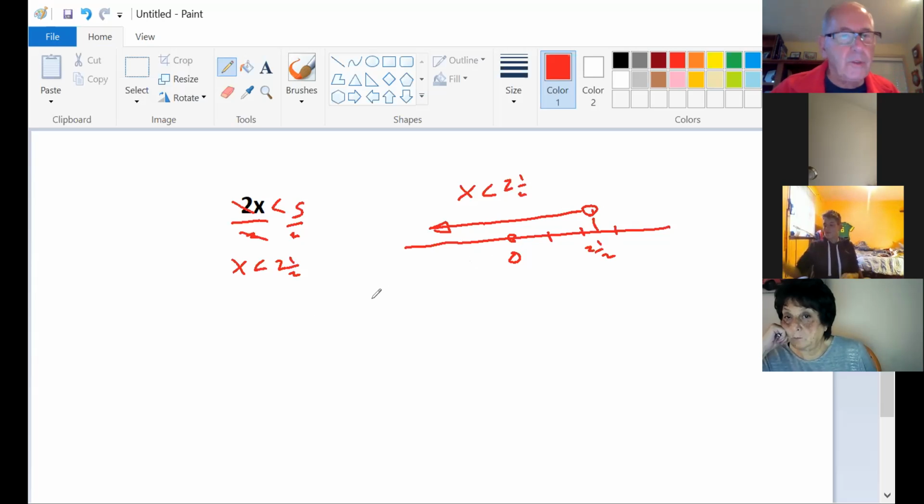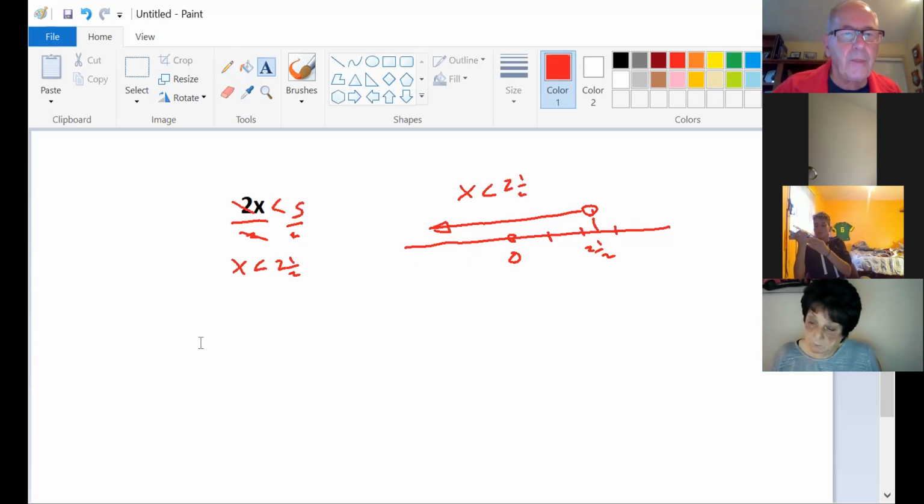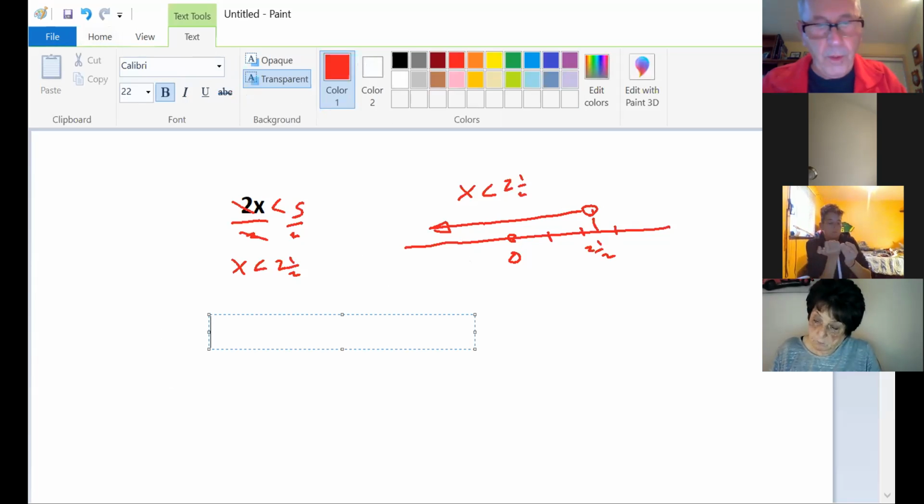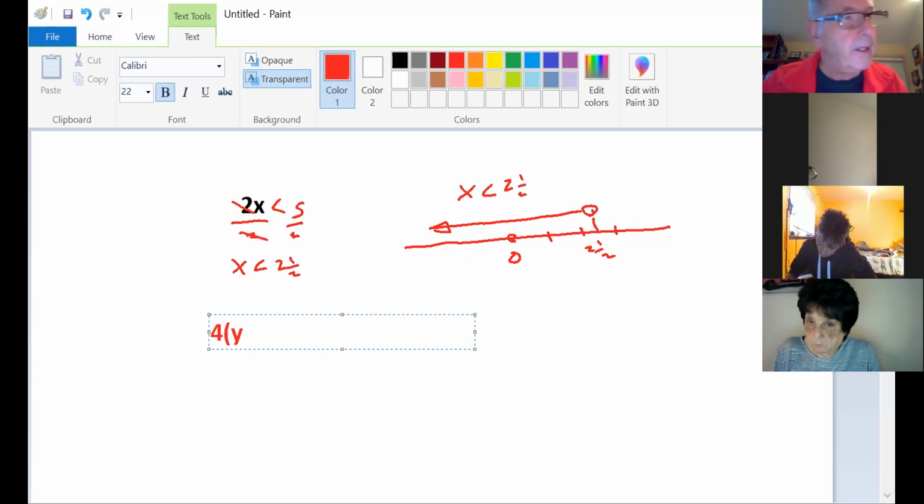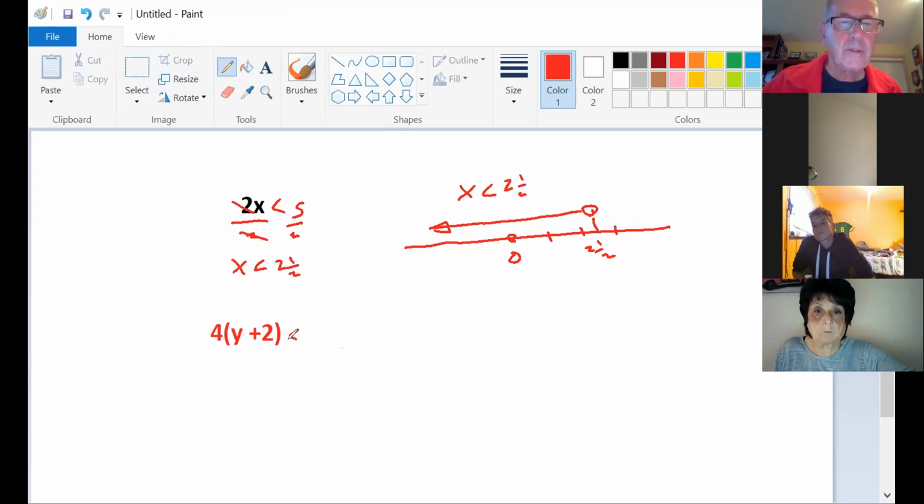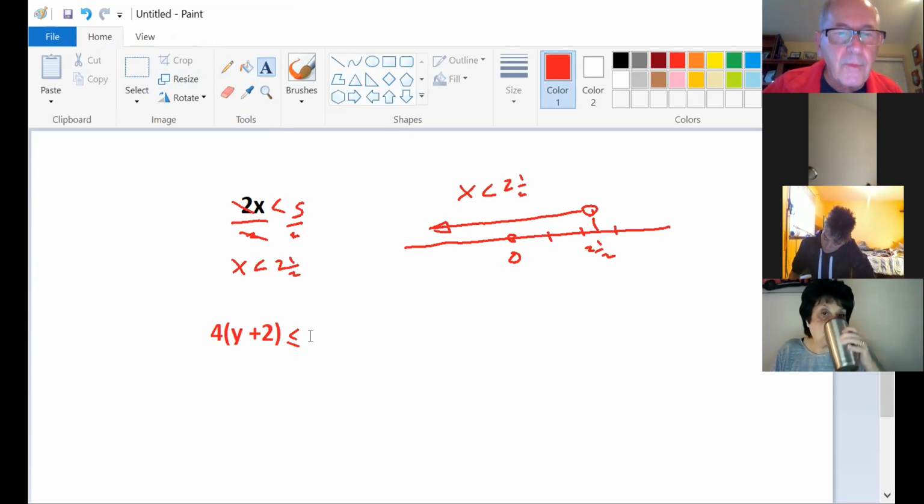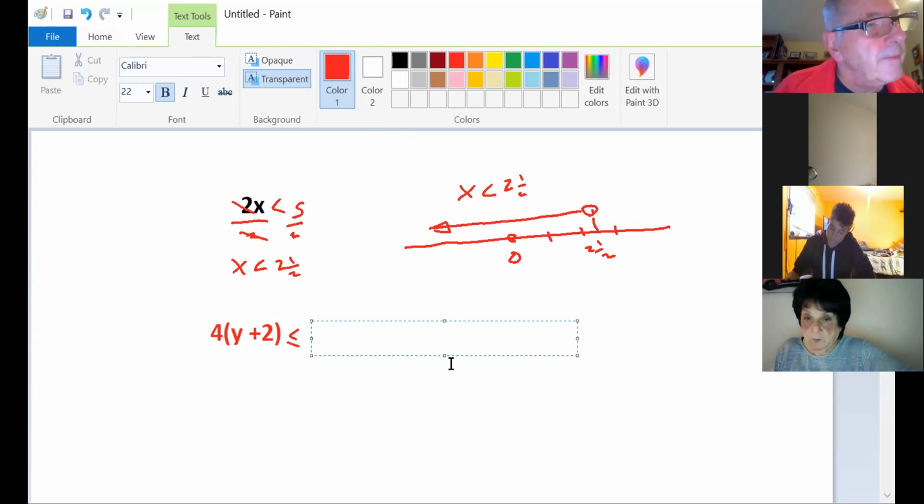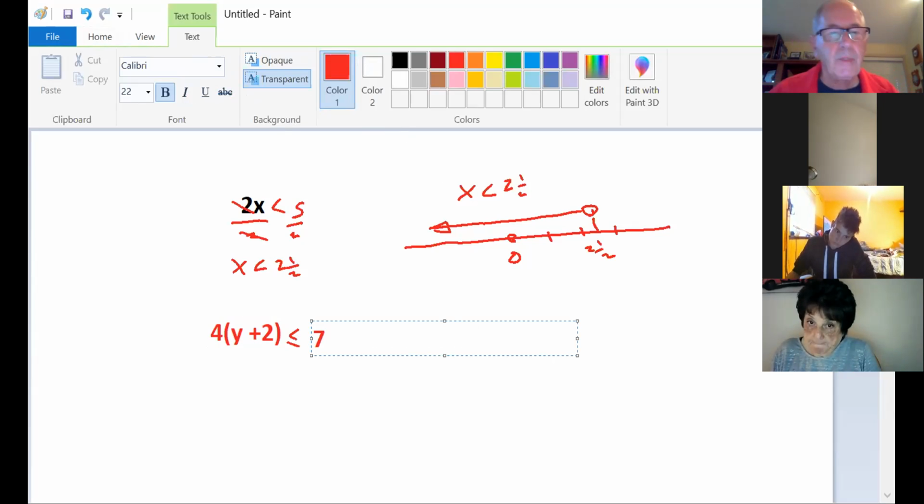And we'll make it a little more algebra intense here. Not hard, but we have 4 times y plus 2 is less than or equal to, say, 7, a number like 7 in here.